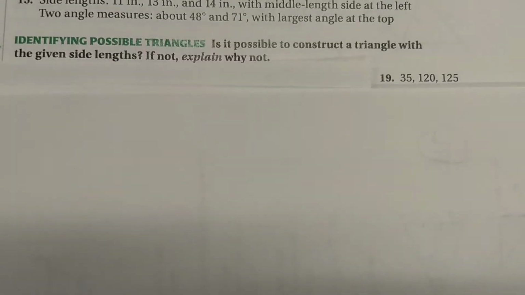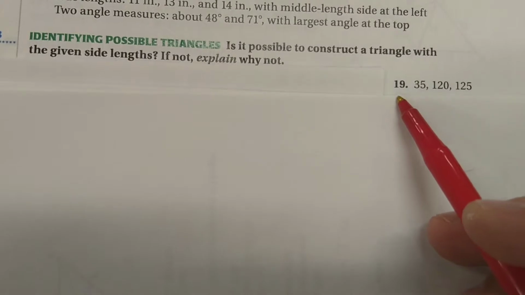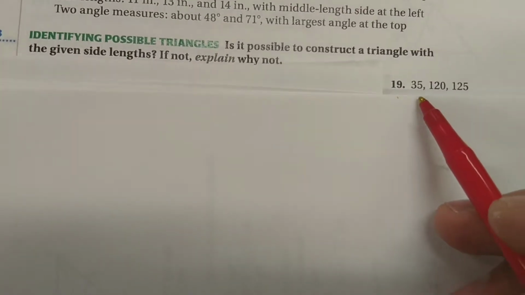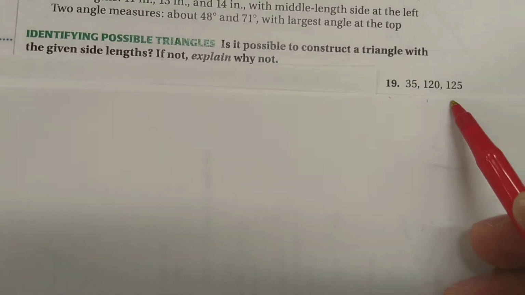Identify whether or not given lengths will create a triangle. We'll look at number 19 as our example, but I'll show you another one as well. So we're looking at this. 35 is one side, 120 is another side, and 125 is another side.